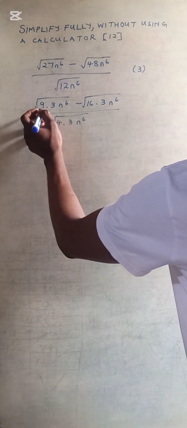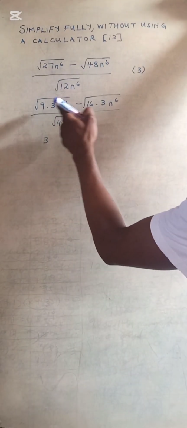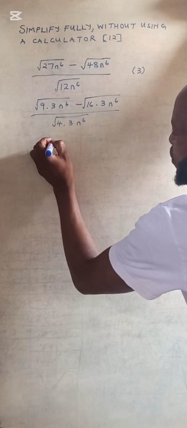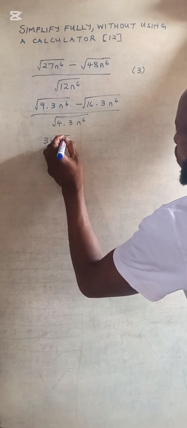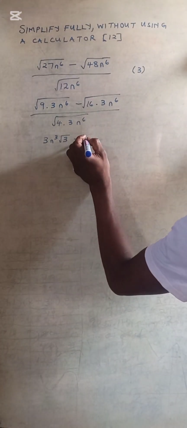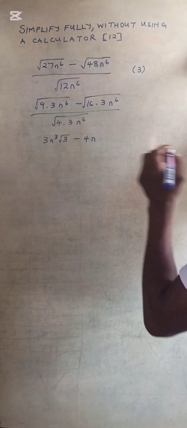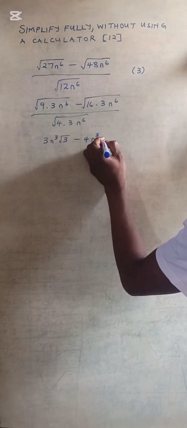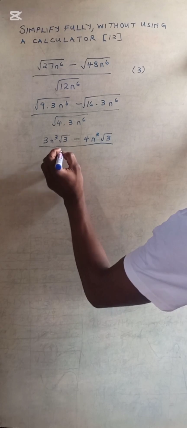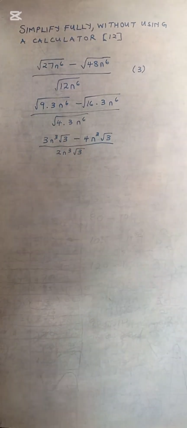So far, so good. The square root of 9 is 3. And then if we want to get rid of the root sign for n, we divide 6 by 2. Therefore, it will be n to the exponent 3. Therefore, we will only be left with the square root of 3 under the root sign, right? The very same here, the square root of 16 is 4. The square root of n to the exponent 6 will be n to the exponent 3. We are only left with the square root of 3. And then this, the very same, will be 2n cubed, the square root of 3, right?